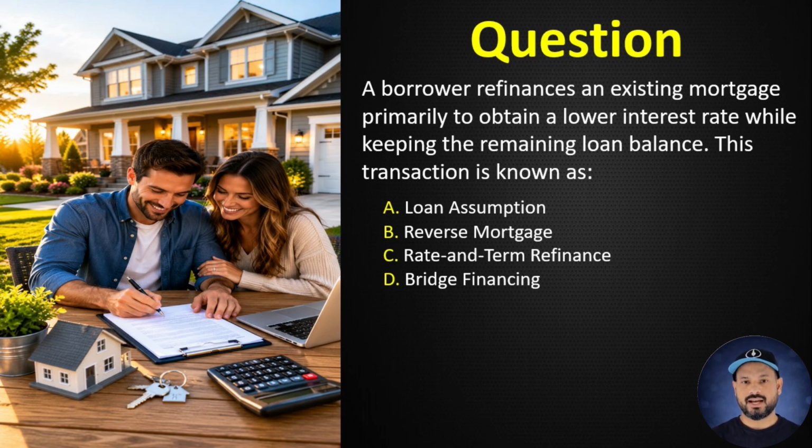Question number 29. A borrower refinances an existing mortgage primarily to obtain a lower interest rate while keeping the remaining loan balance. This transaction is known as A. Loan assumption. B. Reverse mortgage. C. Rate and term refinance. D. Bridge financing. Correct answer C. Rate and term refinance. Rate and term refinance changes financing terms without significantly increasing the loan amount.